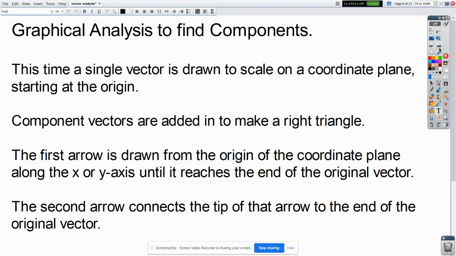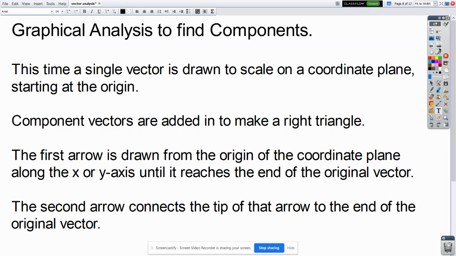The first arrow you draw starts at the origin of the coordinate plane and goes until it reaches the end of the original vector. And again, it doesn't matter. You could draw in the x part first, or you can draw the y part first. I would recommend doing the x because it might make figuring out things a little bit easier. Though in this case, it's probably not as important because, again, you've already drawn in an angle. I guess it's a matter of making your triangle include that angle.